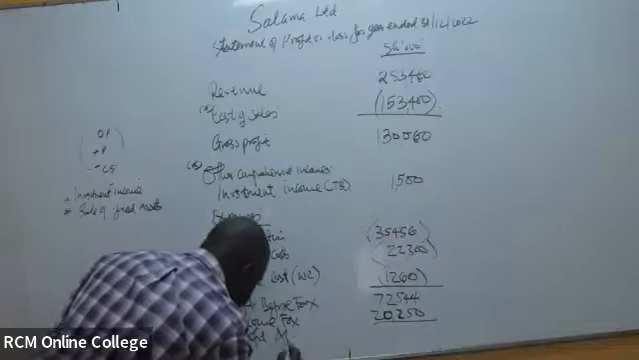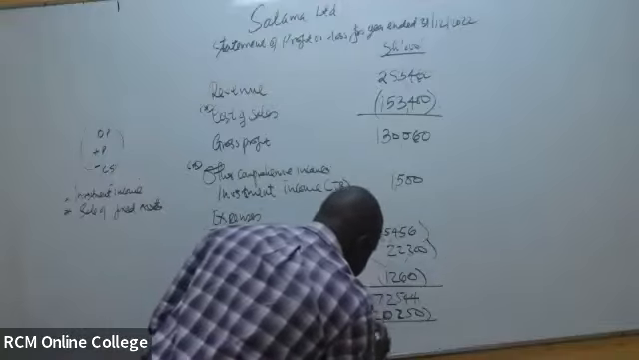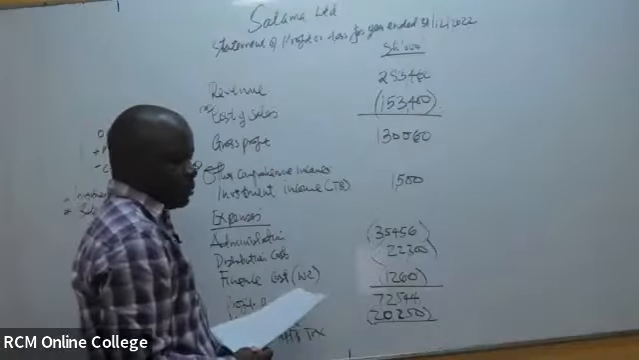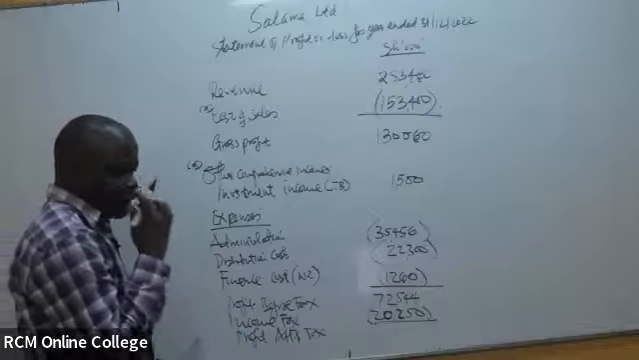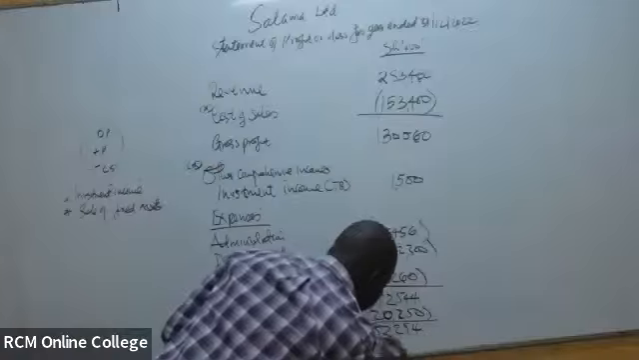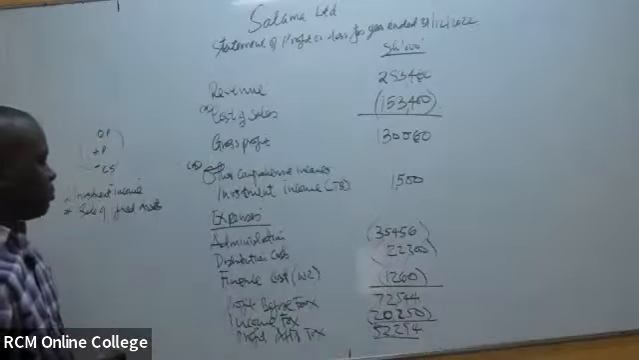So you can get the difference to get the profit after tax. It is 52,294. Hope you're able to see that. 52,294 will be the profit after tax.